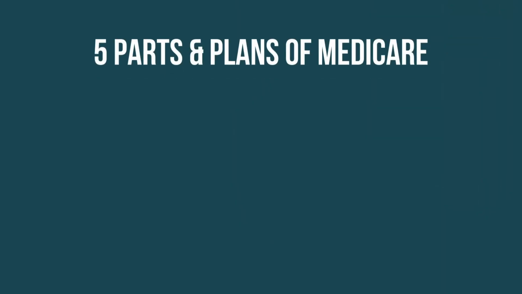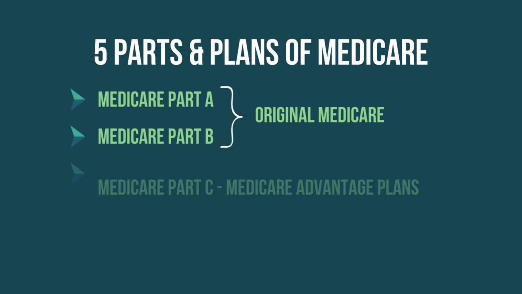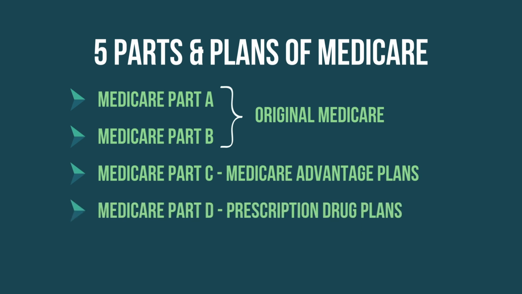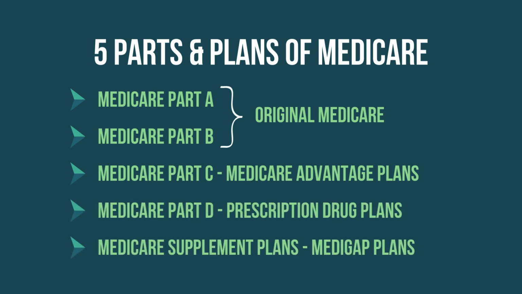So let's start with the 5 different parts and plans that you need to know about Medicare. First, there's Parts A and B, which make up original Medicare, Part C, which is the Medicare Advantage plan, Part D, which is the prescription drug plan, and finally, Medicare supplement plans known as Medigap plans. Now, you will not be signing up for everything on the list.